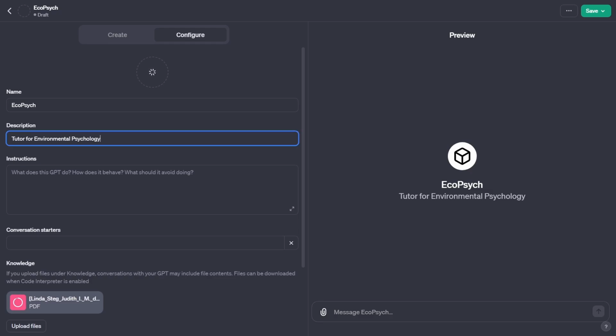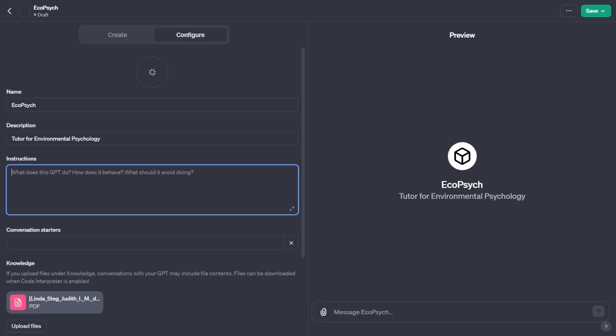Here you can even say tutor for environmental psychology based on XYZ textbook, right? I'm not going to write that here, but if you are, that could be a good selling point if it's a very popular textbook that people can recognize. If it's a commonly used textbook, people are like, oh, this GPT is based off of my textbook, right? So it makes it even more appealing.